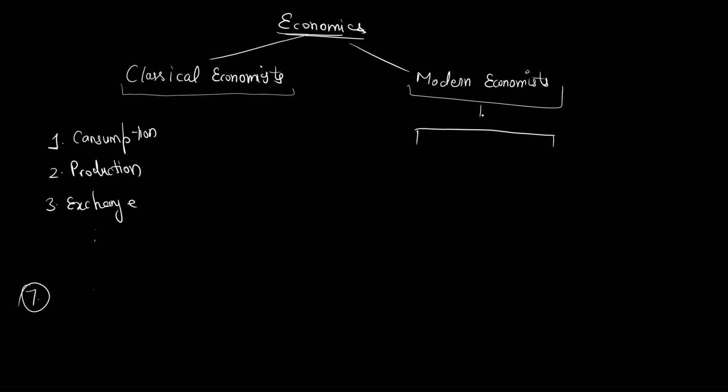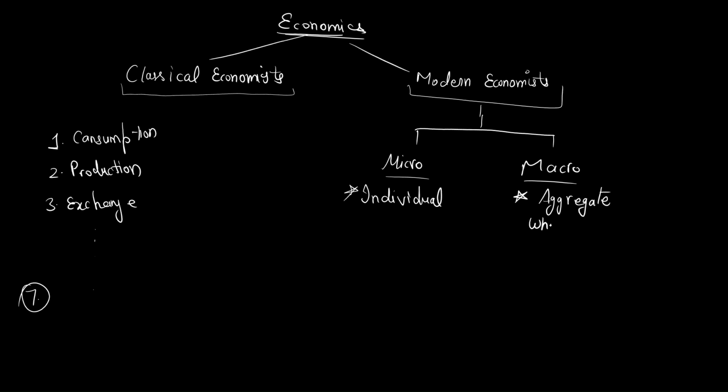Modern economists divided the economics into micro and macro. Now, these are the words you must have heard, right? I'm going to give an overview only right now, and in the next video, I'm going to make separate videos for micro and macro as such. Okay, microeconomics studies the individual, whereas macroeconomics studies aggregate. It studies in aggregate or as a whole.